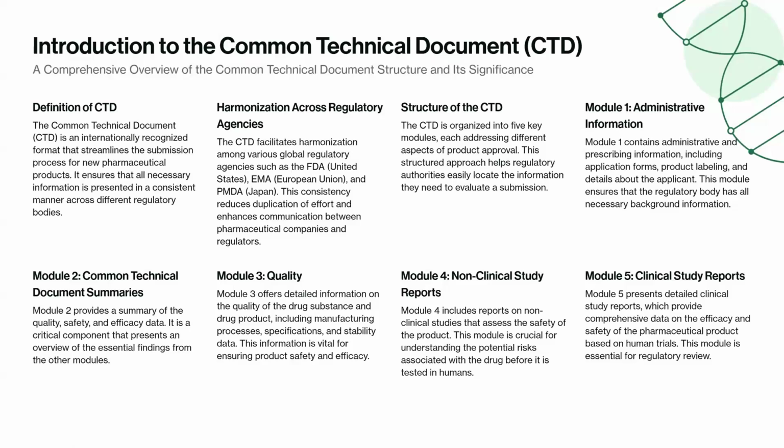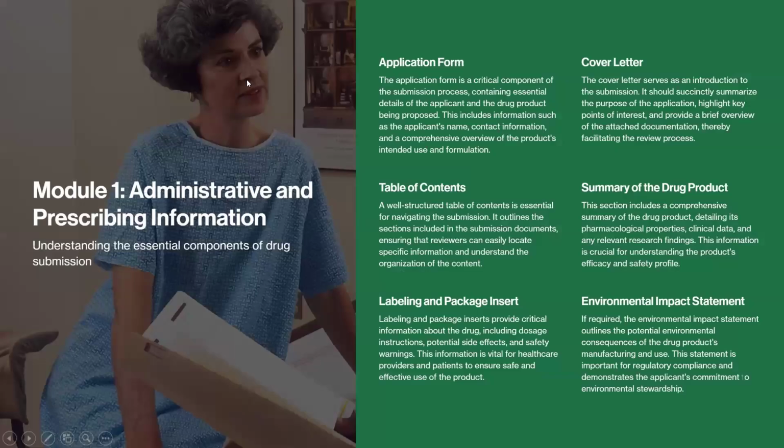Okay, so let's start with module 1. I hope everything so far is clear to everyone. Module 1 is your administrative and prescribing information. It is not harmonized by ICH, meaning it varies between countries and regions. While CTD modules 2 to 5 are globally standardized, module 1 must comply with the local regulatory authority's requirements. Okay? Module 1 will provide administrative, legal, and region-specific information required by the authority reviewing the submission.